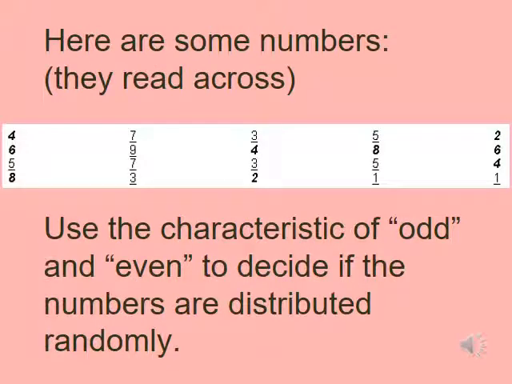We'll take a quick look at one other runs test problem. It says here are some numbers. We're supposed to use the characteristic of odd and even to decide if these are random. And here we've got some even numbers that, again, I've bold-faced and put in italics, and I've got some odd numbers that I underlined. You could count them up, and you could hopefully figure out what our number of runs is as well. You might want to pause for just a second and try and figure that out before we go on.